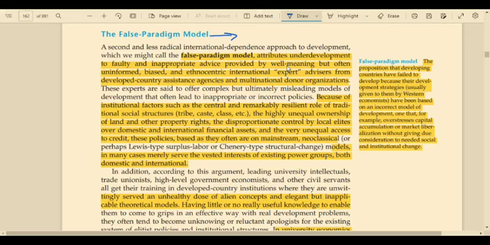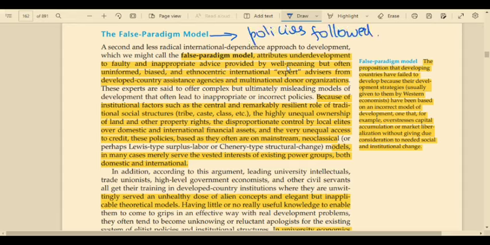The model, for example, overstretches capital accumulation and market liberalization, but it does not give consideration to needed social institutional change. So like we studied in the Harrod-Domar model, if we increase the savings rate, the investment rate, and increase the efficiency of capital utilization, then our GDP growth rate would increase. But this would work only if institutional and social factors are factored in.